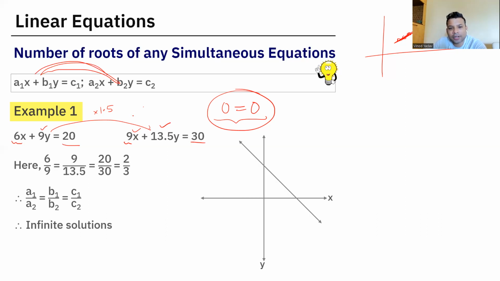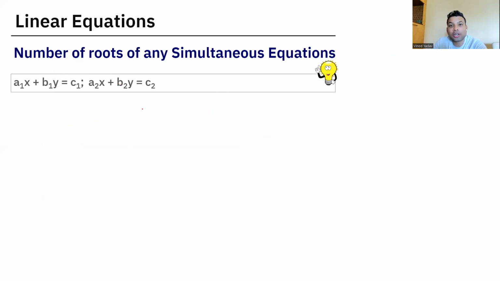Understood? Infinite solutions. Generally you are not exposed to these kinds of situations in childhood, up to class 10. We are always given two equations which we solve and get only one answer. But now be alert, be aware that there are two more situations. This is the first one. Let me show you the next one.